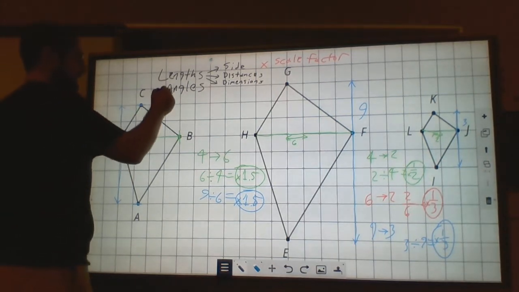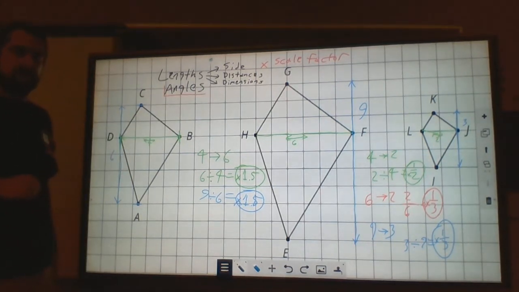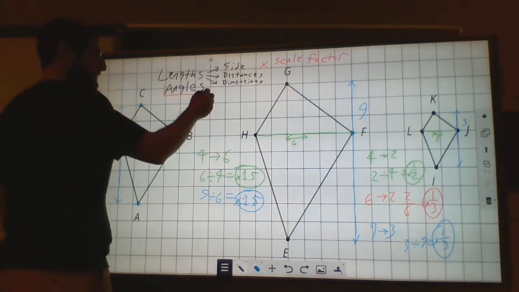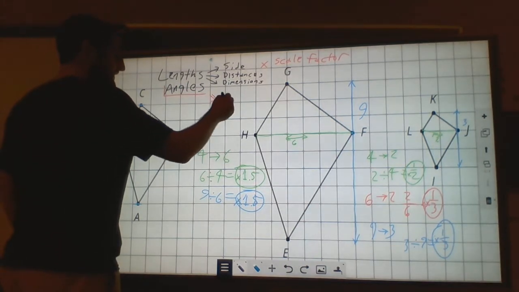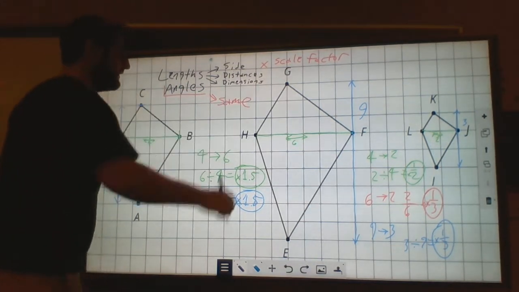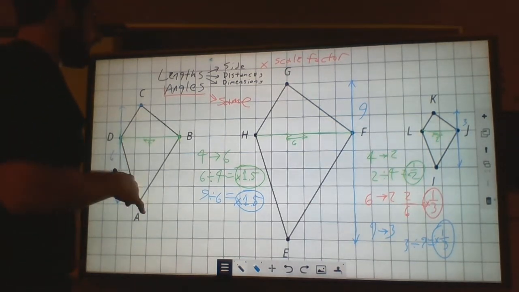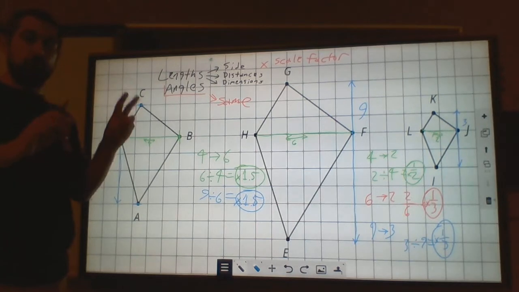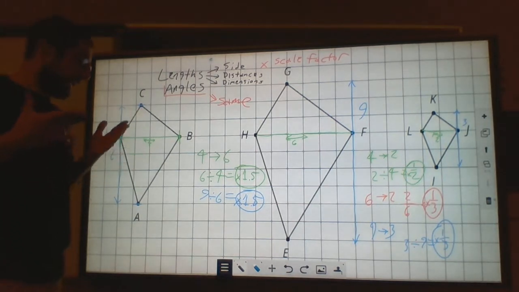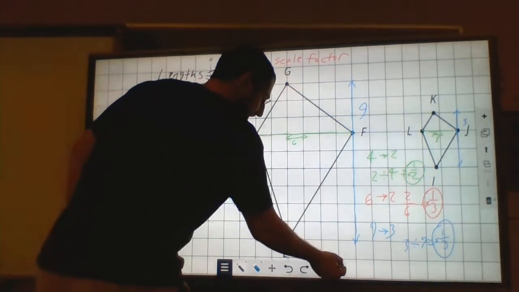Now, what should the angles be in scale copies? We've talked about this before. They should be the same. So they shouldn't increase or decrease at all whatsoever. That's what makes scale copies look like scale copies. They have the same angles.